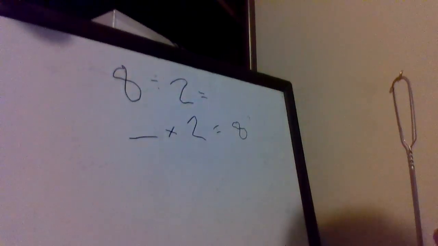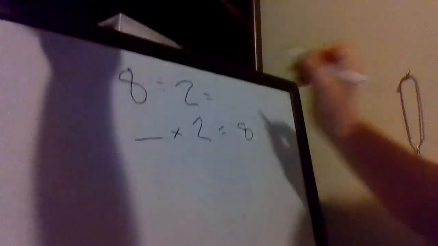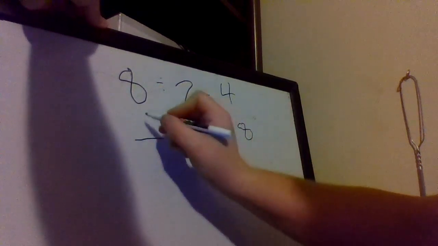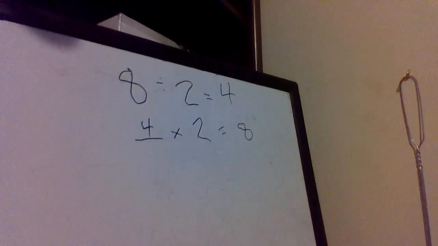I don't think we can see this group. Trying to put it to where everybody can see. Okay. So how many do we have in each group? Let's count. 1, 2, 3, 4. So there's our answer. So 8 divided by 2 is 4, which is the same thing as 4 times 2 equals 8.